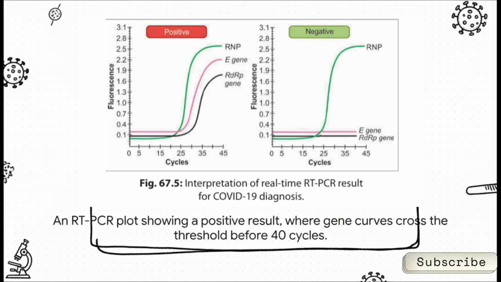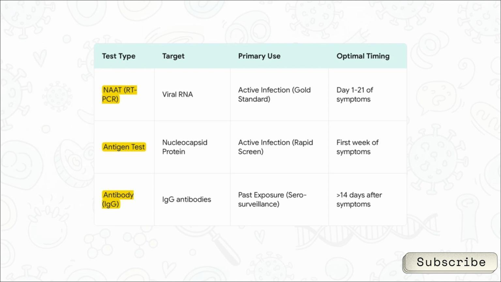Now this is what a positive RT-PCR result actually looks like. See these curves going up? They represent the amplification of specific viral genes, like the envelope gene and the RDRP gene. That's the RNA-dependent RNA polymerase. When these curves shoot up and cross that threshold line before 40 cycles, that's a positive result. Simple as that.